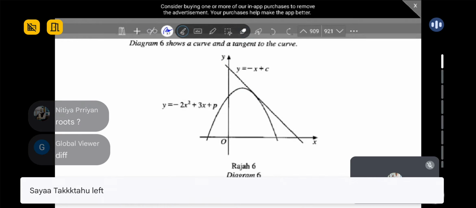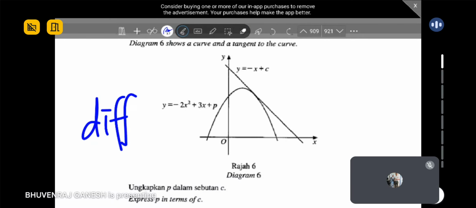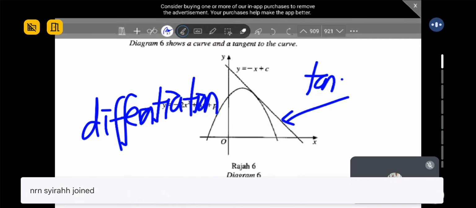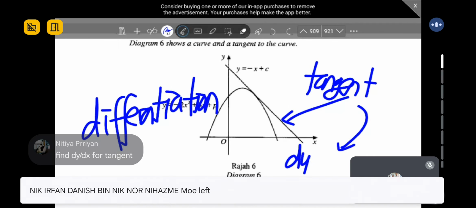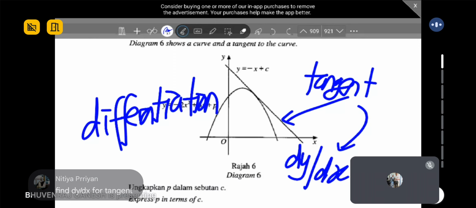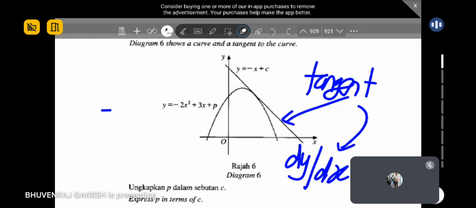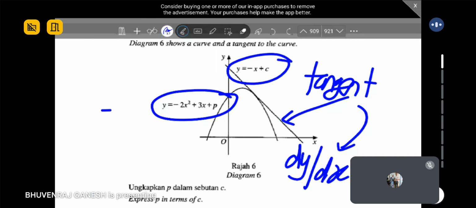Yes, differentiation, guys. You can still use differentiation over here. Okay, how? Just now I told you, right? Tadi saya bagi tahu yang ni adalah apa, guys? Tangent. Am I right? So when tangent comes to your mind, what comes out? Apa kamu dapat? dy over dx. Correct? Okay, so means that you just need to differentiate this, guys. Kamu bezakan persamaan lengkung, you will get the tangent. So guys, when you differentiate this, may I know what you get? Kamu dapat apa dari pembezaan persamaan ni? What is your answer?